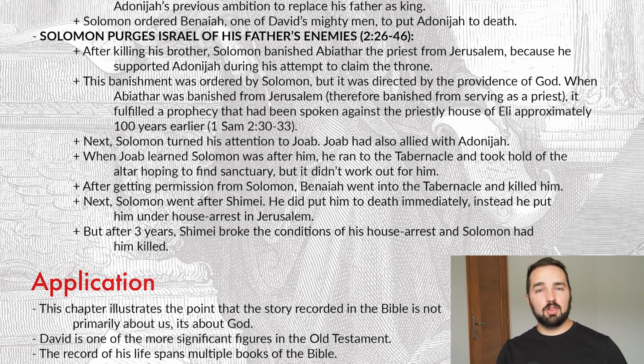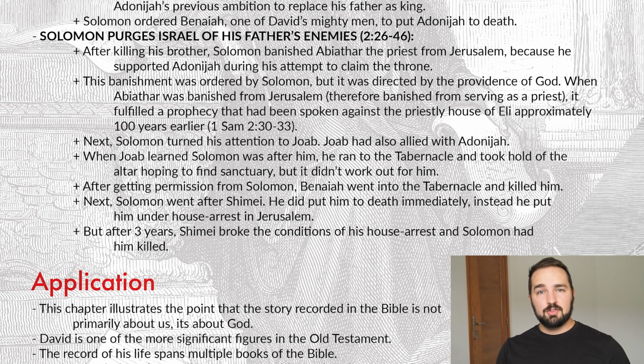When Joab learned that Solomon was after him, he went to the tabernacle and took hold of the altar that was there in that sacred place. Seems like he was hoping to find sanctuary there, but it didn't work out for him. After getting permission from Solomon, Benaiah went into the tabernacle and killed Joab. So this era of David and Joab is at an end at this point, and we're moving on.